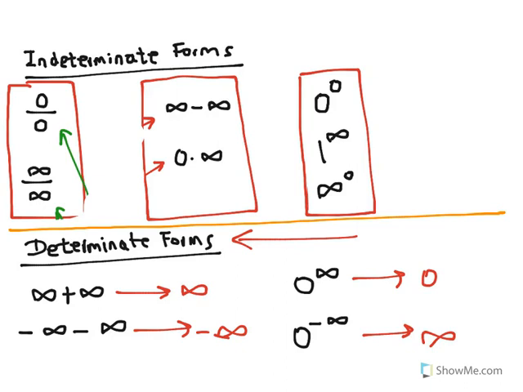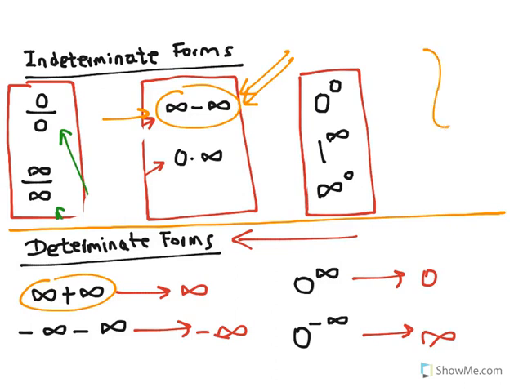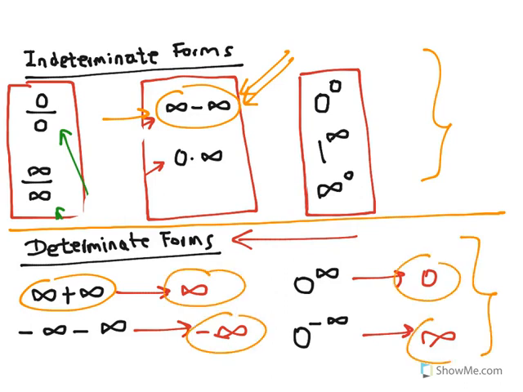Now, maybe you think this one looks kind of like this one here, but the difference is this one here is indeterminate, because if you get this as you're working on a limit problem, it doesn't tell you what the limit is. That's why all of these forms up here are indeterminate, because they don't tell you what the limit is. But the 4 down here are determinate because they will tell you what the limit is.